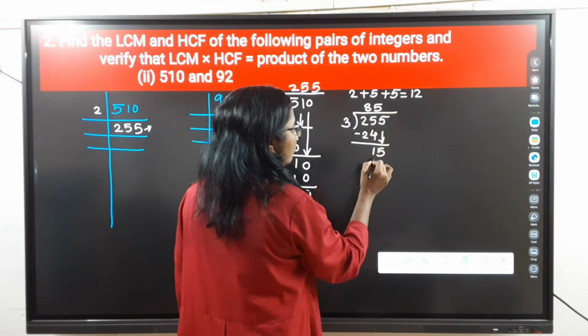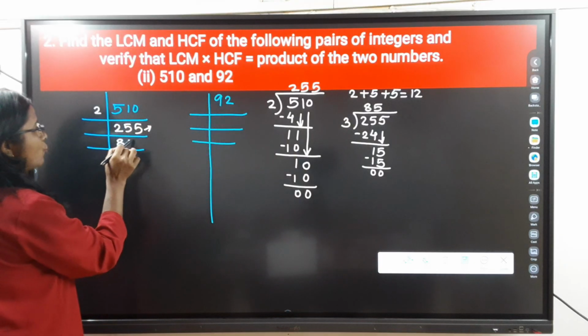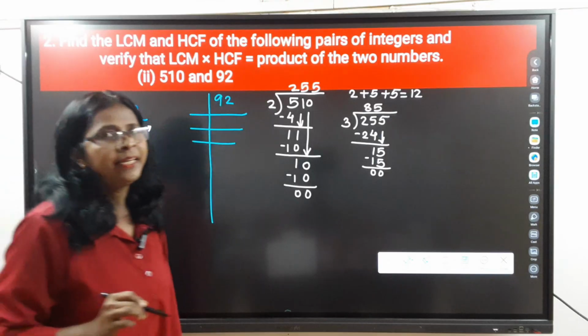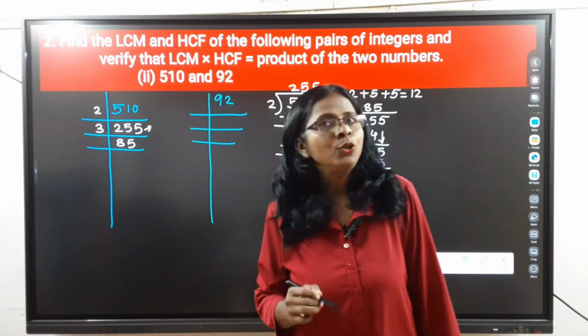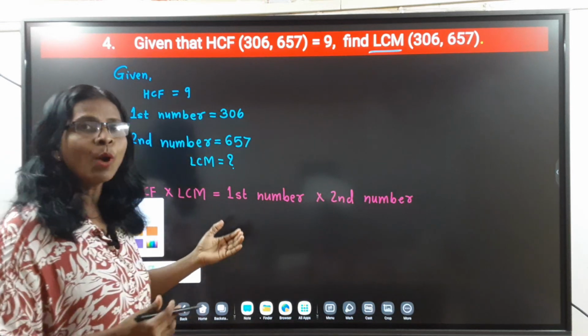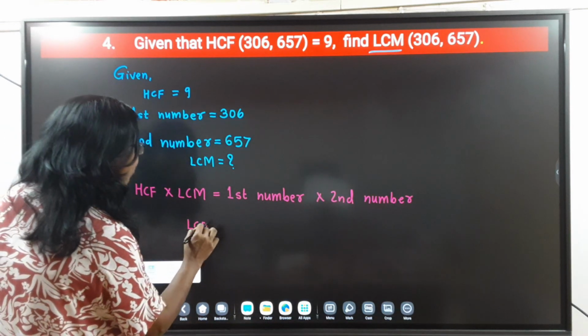3 5s are 15. So now here we get 85. I write 85 here and 3 here. Now here, students, 85 is not divisible by 3, not divisible by 4, but it could be divisible by 5, because we can modify this formula, as here we have to calculate the LCM.